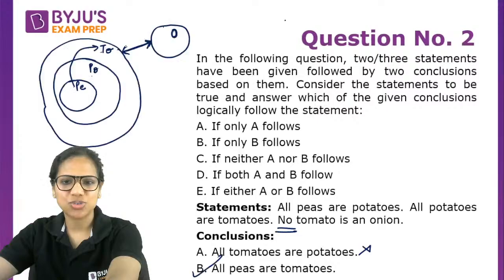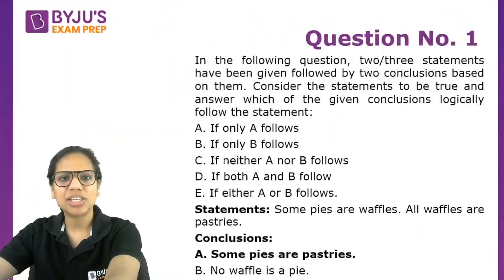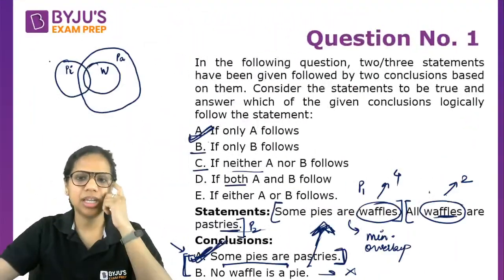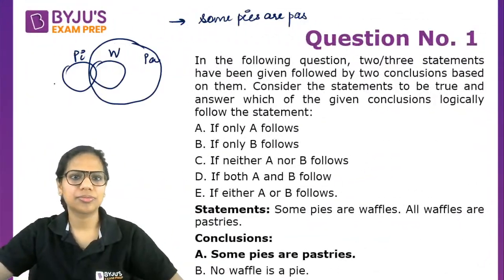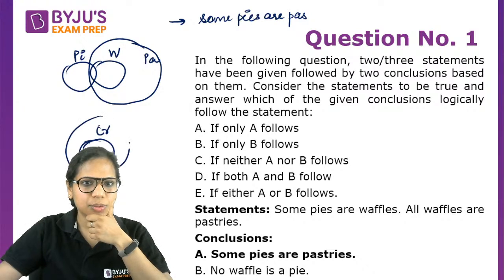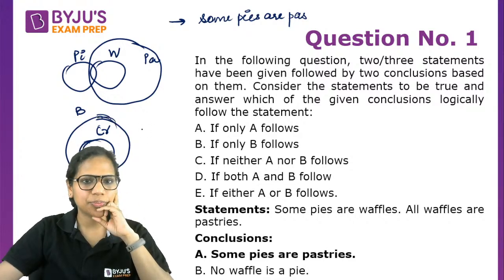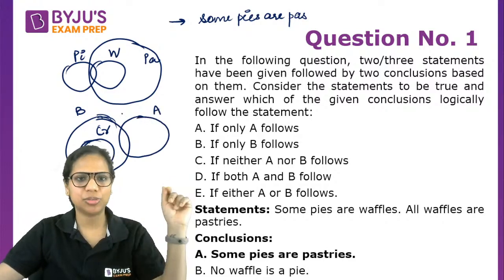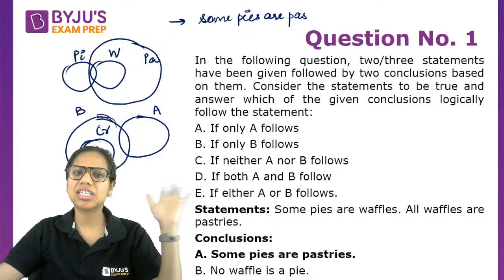I need a neither case. Let me just give you an example of my own. If I say all crows are birds, and some birds are animals. All crows are birds. Some birds are animals.